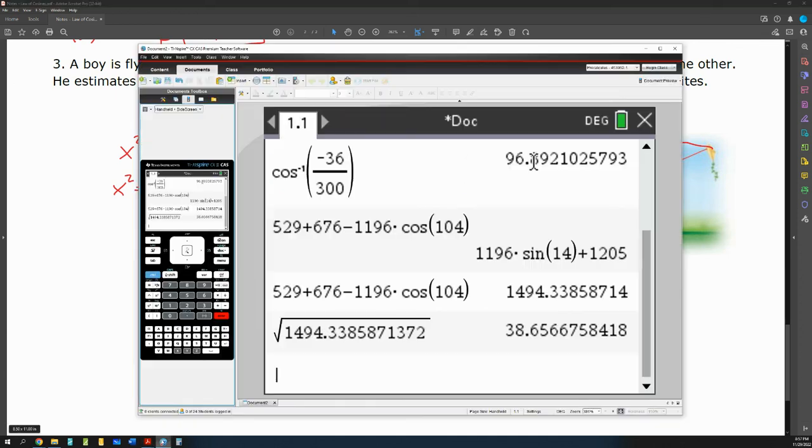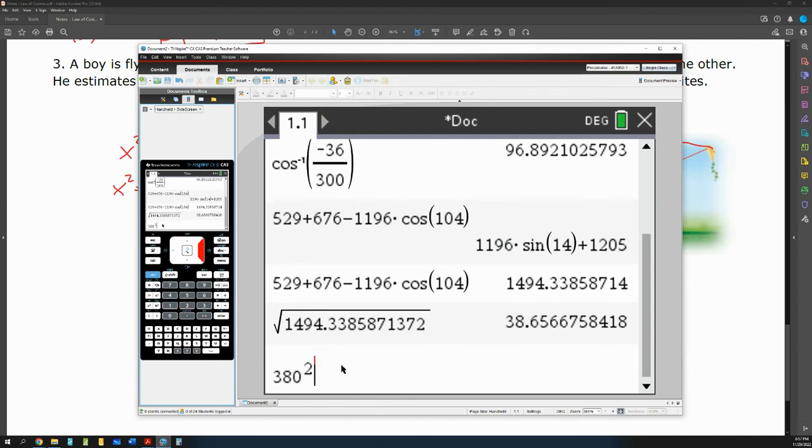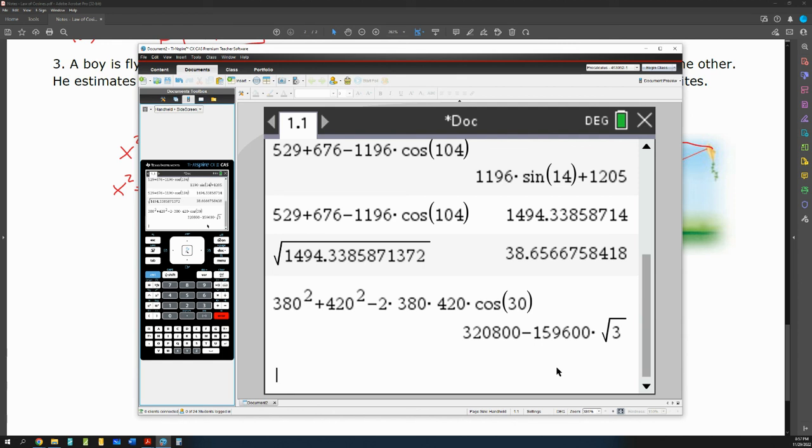So we have, honestly, we could even plug in 380 squared, right? And then plus 420 squared. I'm going to go ahead and do that. And then we have minus 2 times 380, and then times 420. We have cosine of 30. So you can type it in exactly as you would write it out. It is going to follow those order of operations, so squaring first, then the multiplication, and then the addition. Okay, so if we hit enter, it's going to give us the exact answer.